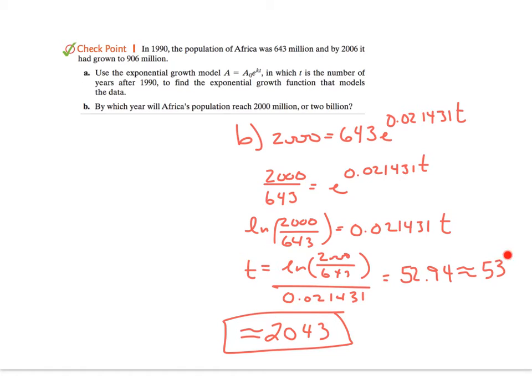And when we go through that, we end up with 52.94, and here we're just going to assume that's 53 years. Now please remember that's 53 years from our initial date, which was 1990. So 53 years after 1990 is the year 2043.